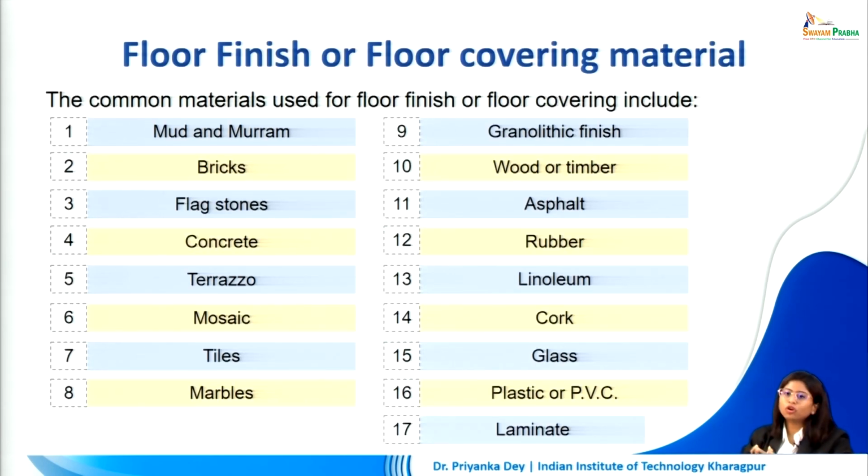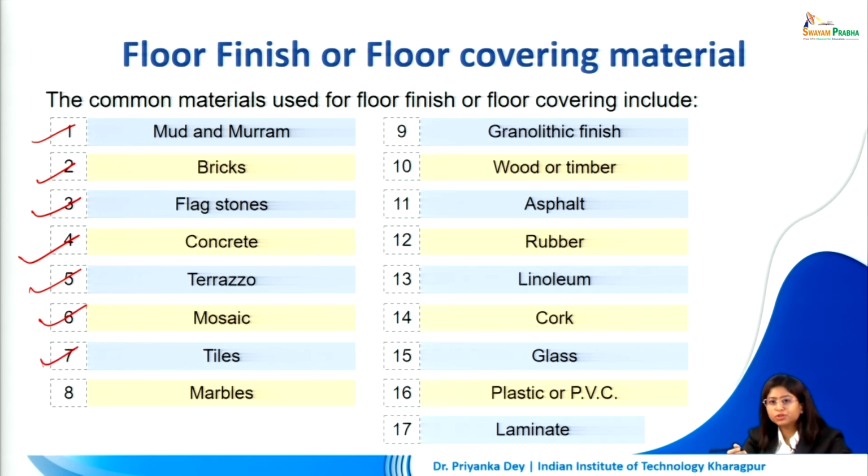Now, there are many common options available in the market. Let us take a look at all of them one at a time. If you see the list, starting with the most traditional materials, mud and muram can be used for our floor covering or floor finish. We can also go for bricks, flagstones. Definitely a simple concrete for floor finish is possible. We can have terrazzo and mosaic floor finish.